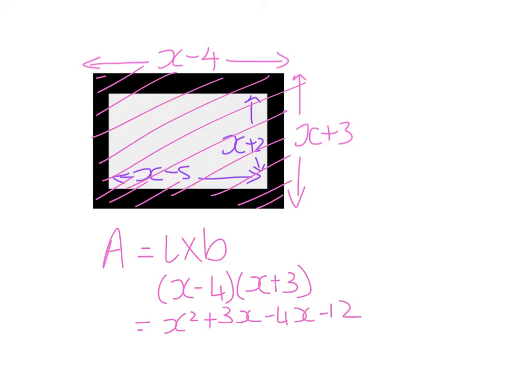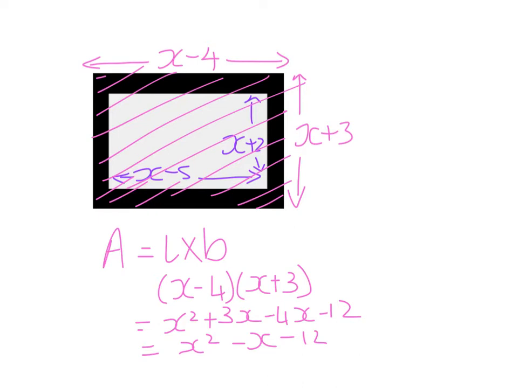And I'm just multiplying those brackets together and expanding them out. So x squared plus 3x minus 4x minus 12. And I'm going to simplify that to x squared minus x minus 12. Now that's the large area of the entire picture and frame.